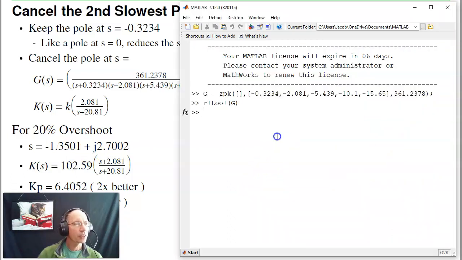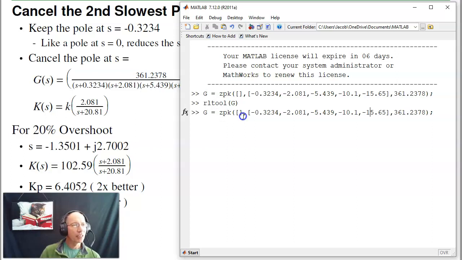And I'd like to show you kind of a nice way to do this. The way I'm getting all these decimal places is I'm using a numerical solution to find K. If I know K of s, well, let's just do it this way. I'm going to take G of s, and I'm going to cancel this pole, this one right here, and move it 10 times further out. So that's G times K. Let's make that GK.